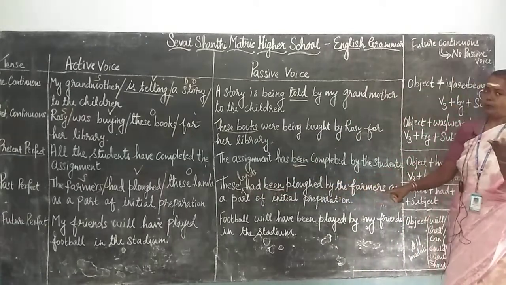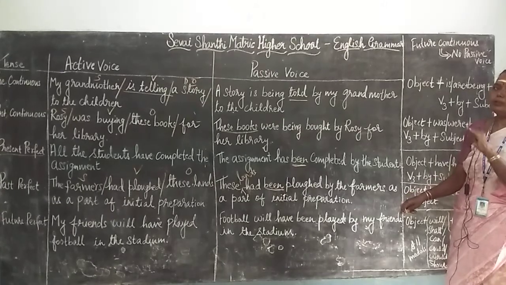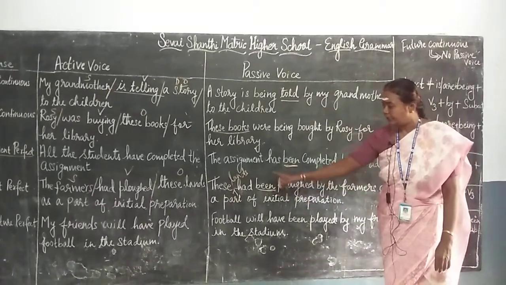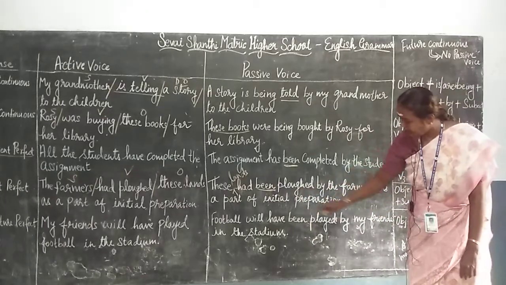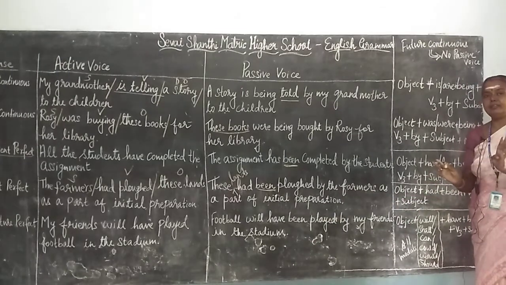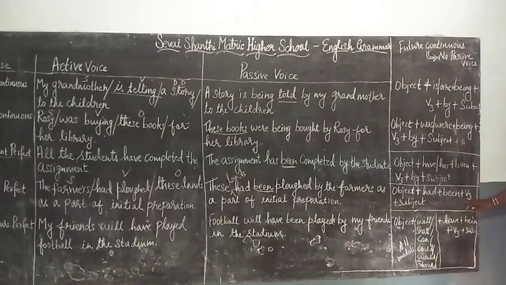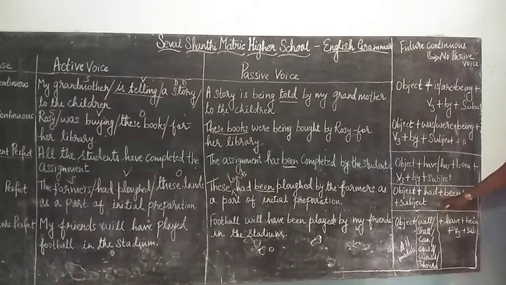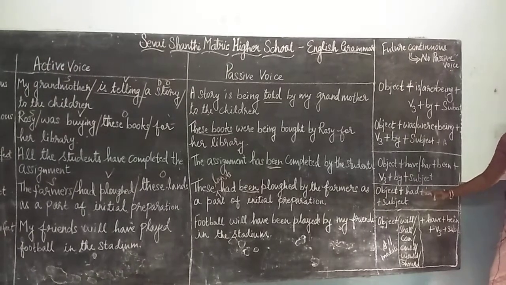Ploughed, three. Plough is a present verb one. Present tense for ploughed is verb one. This is past and past participle. Verb 3 is past participle. These lands had been ploughed by the farmers as a part of initial preparation. See, this as a part of initial preparation doesn't have any change. It will come as it is. See the format: object plus had plus been, that means been plus verb 3 plus subject. This rule you should keep in mind for converting active into passive voice.